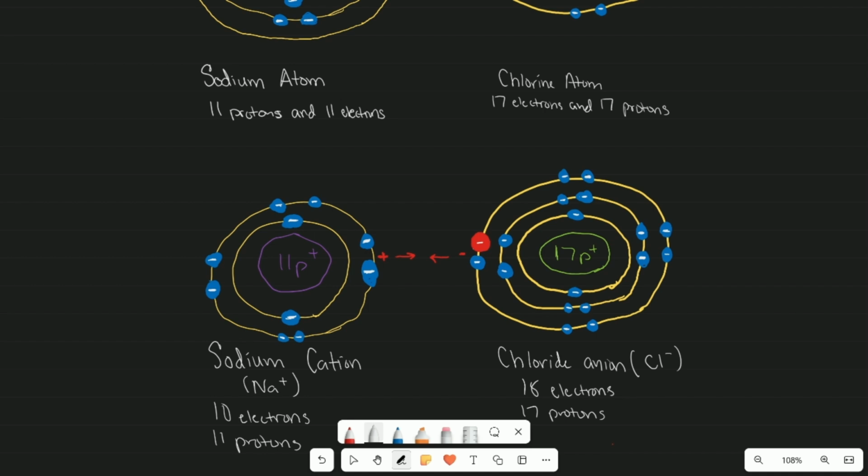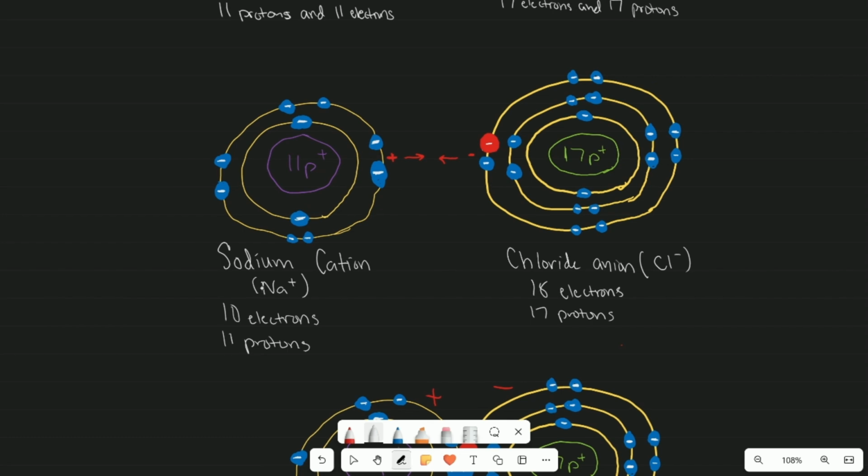This atom is now called the chloride anion, because now we've created ions. We have the positively charged sodium, the cation here, and then the chloride anion. The reason it's becoming negatively charged is because you just passed an electron to it. This sodium just gave up an electron, so because you gave up something negative, you become more positive. Now we have 10 electrons and 11 protons. Over here with the chloride anion, you now have 18 electrons and 17 protons.